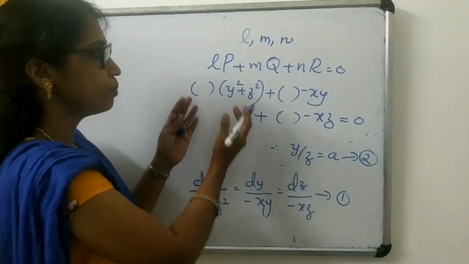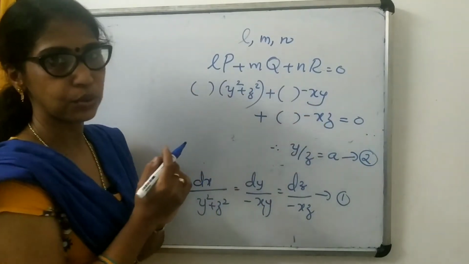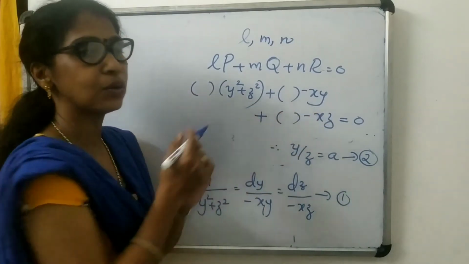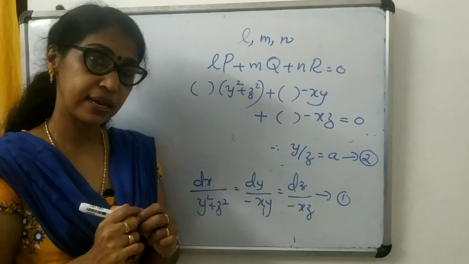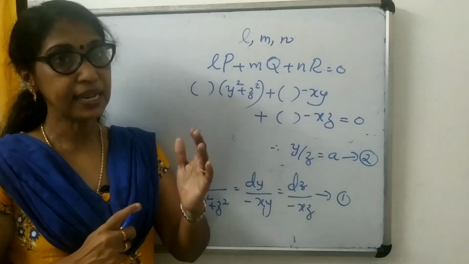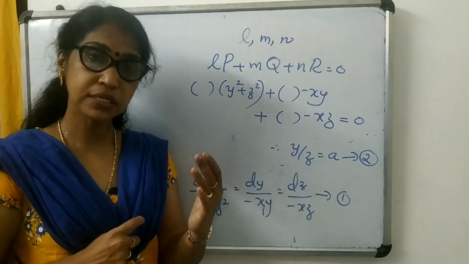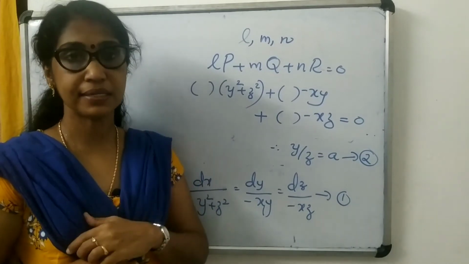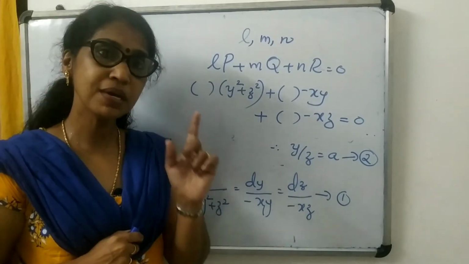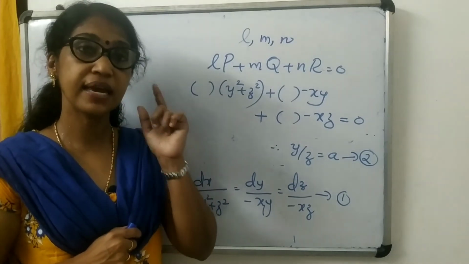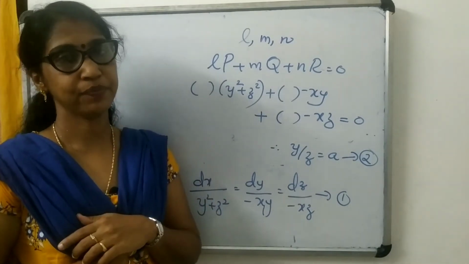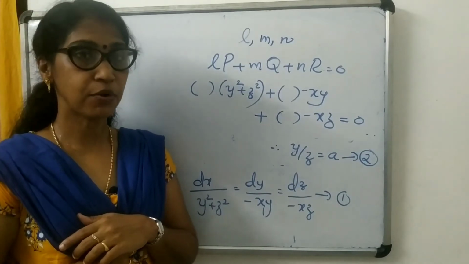So we have to make this side 0. How do we make this side 0? We have to select L, M and N. We know that L, M and N may be constants or functions of x, y and z. That is, L must be a function of x, M must be a function of y, and N must be a function of z. Okay, that is an important point.